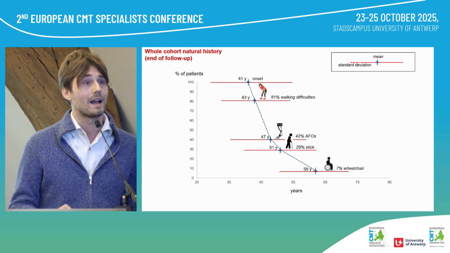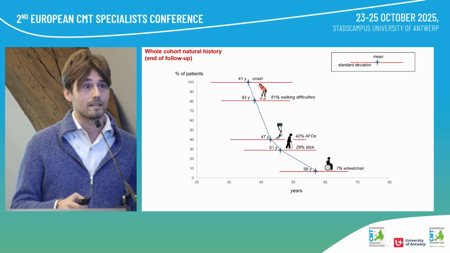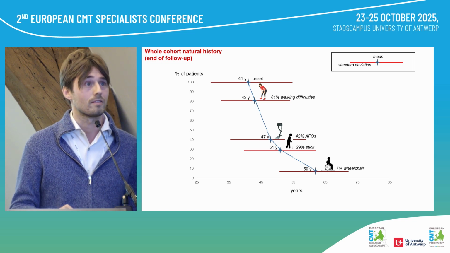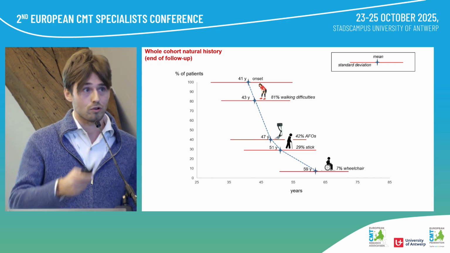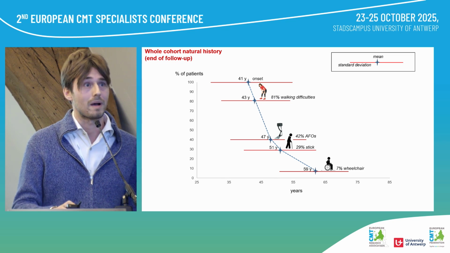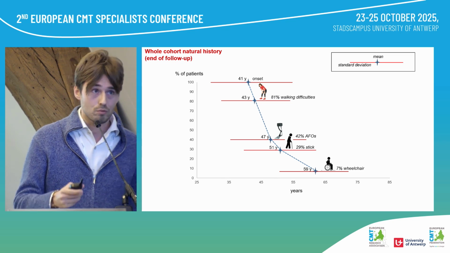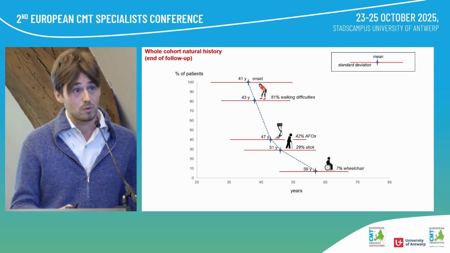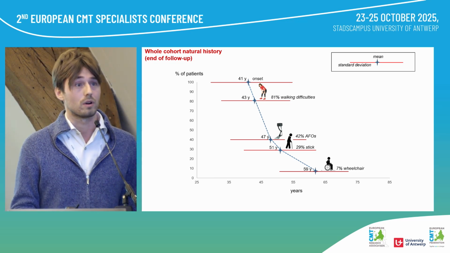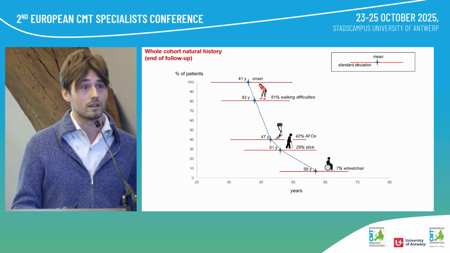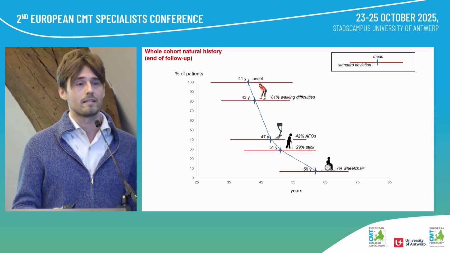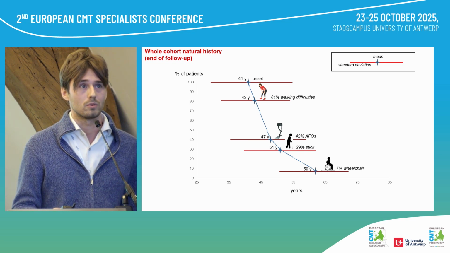You see each motor milestone with the age of occurrence and the standard deviation for each motor milestone. And on the y-axis, you see the proportion of patients that reached each motor milestone. So the onset of the disease was around 40 years of age. 81% of the patients developed walking difficulties during the natural history, at a mean age of 33. After 10 years from onset, 30% of patients required a stick for walking, and 7% of patients were wheelchair-bound after around 20 years from onset.